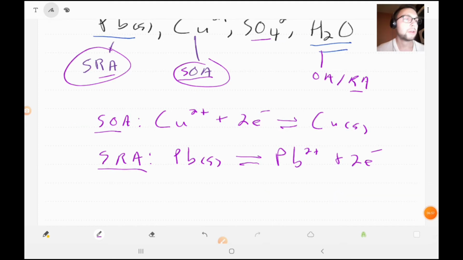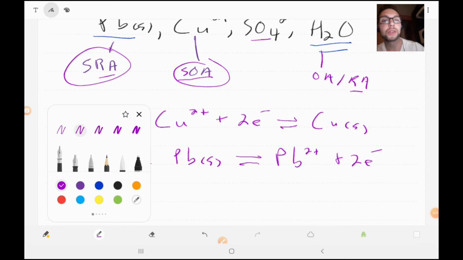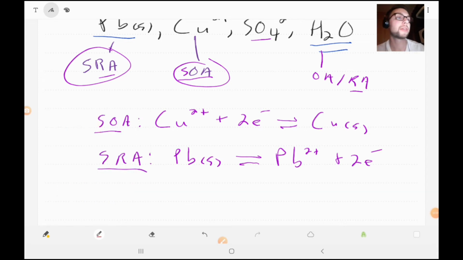Now, we're going to use the lowest common multiple to get rid of the electrons. So this is just like when we're combining our half reactions to make a full redox reaction. In this case, they're both 2 electrons, so we don't need to find the lowest common multiple, so they can automatically cancel. And we're just going to combine the two. So I'm going to write net redox reaction over here.